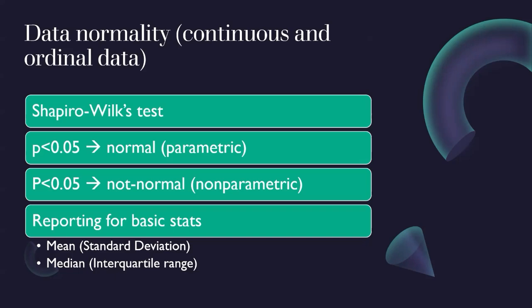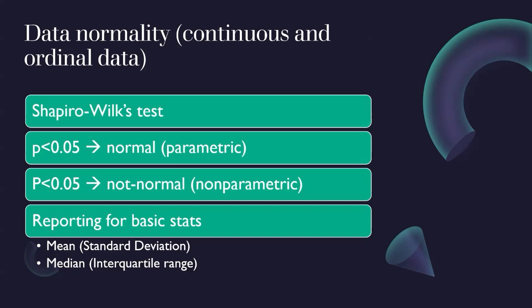For the sake of basic stats, that also affects how you report the data. So for example, if you test your data set and the Shapiro-Wilk test comes back with p greater than 0.05, that means your data set is normal, and you would report your mean and your standard deviation.